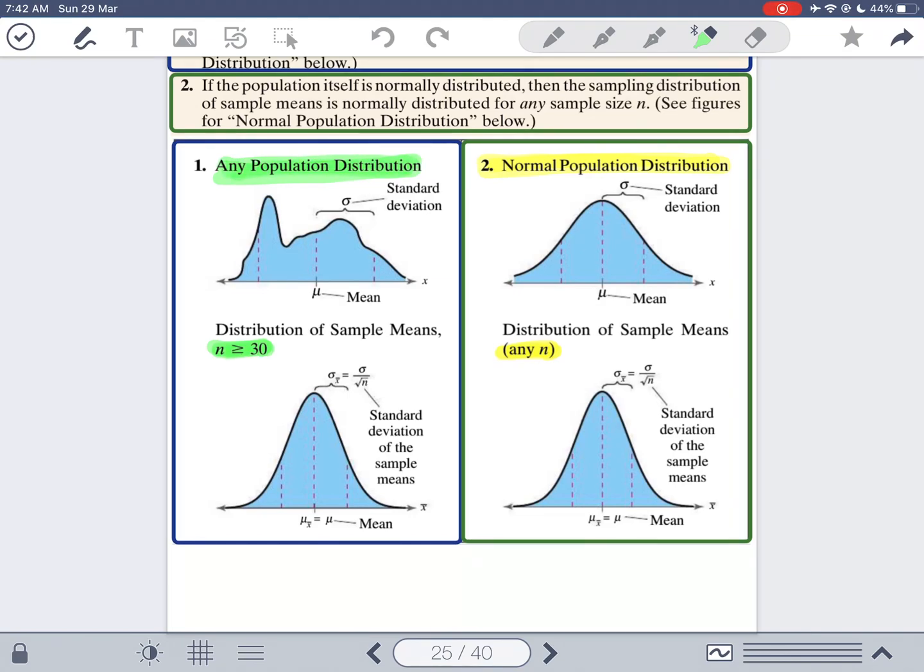Okay, so I remind you again, if you have any population distribution and you start taking samples of size bigger than or equal to 30, then the resulting sampling distribution of the sample means will be approximately normal, with mean the same as the population mean mu and standard deviation equal to the population standard deviation divided by the square root of the sample size. Okay, and the same thing here. The formulas are the same. So now maybe you're starting to feel that these formulas are important.